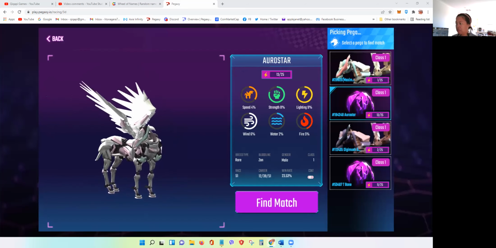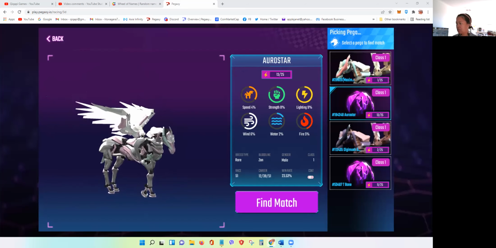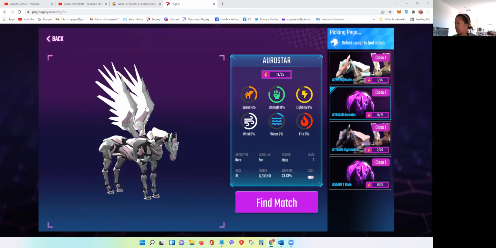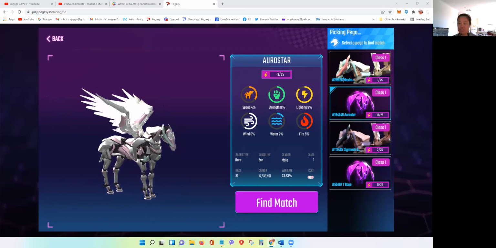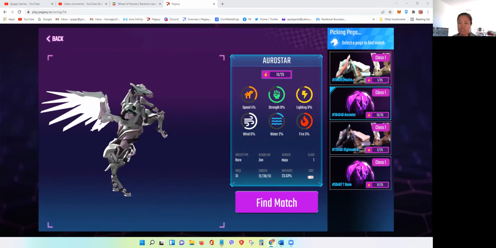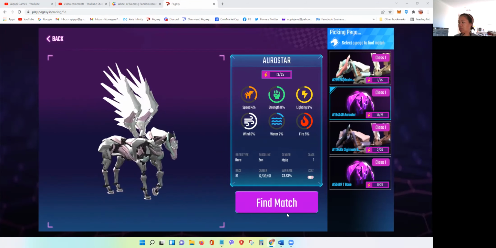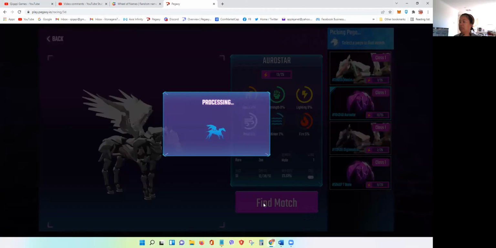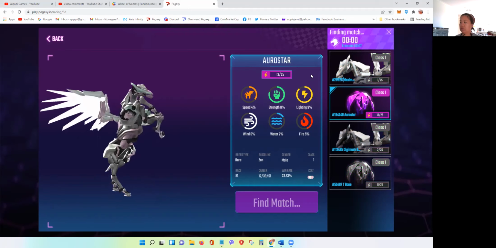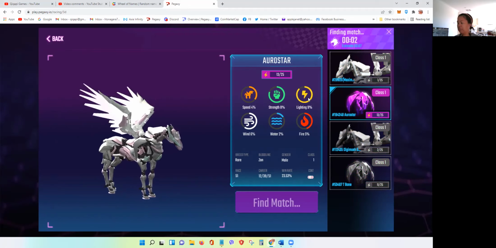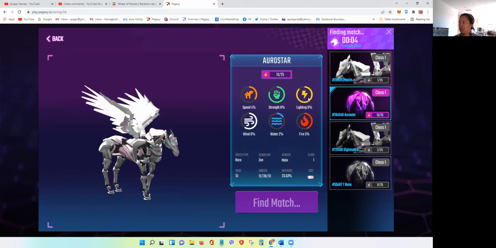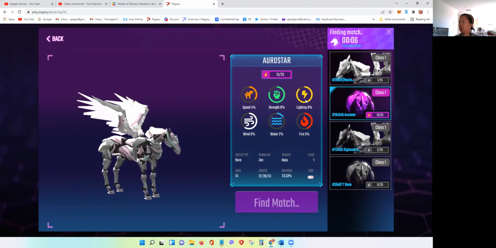I'll be using Orostar because Orostar got 13 energy left. So yes, let's go. Good luck to all of you. This will be race number one. So whatever is the position of Orostar after this match is the answer of the first question.